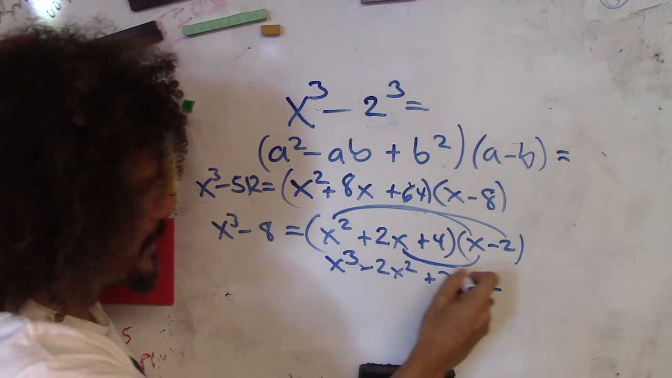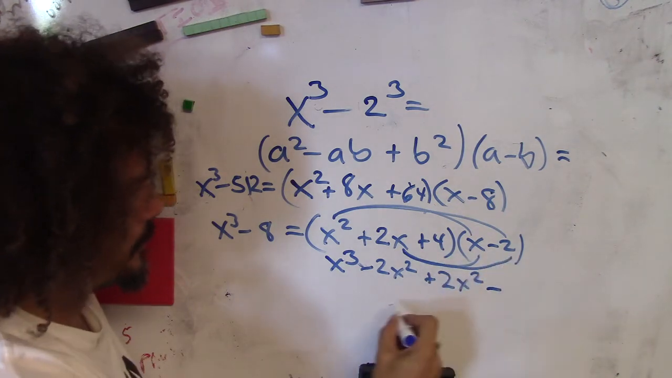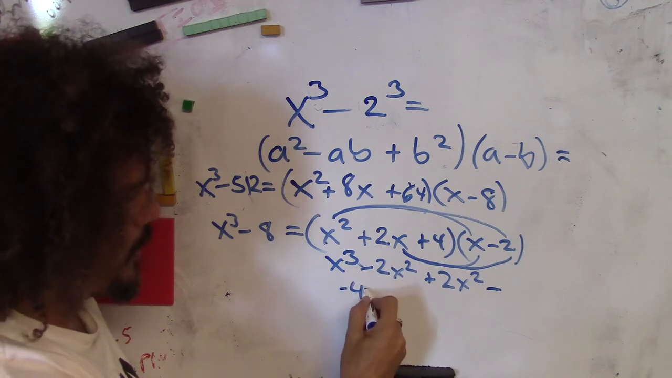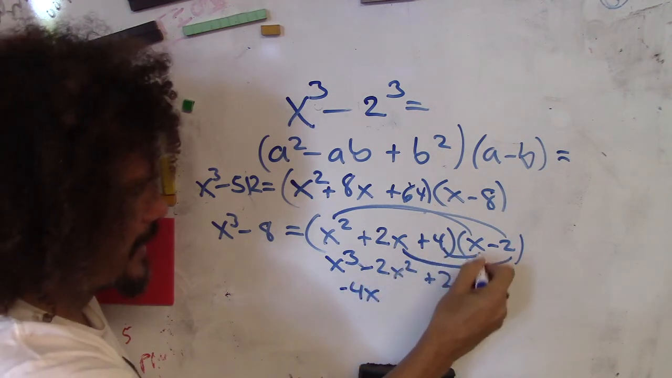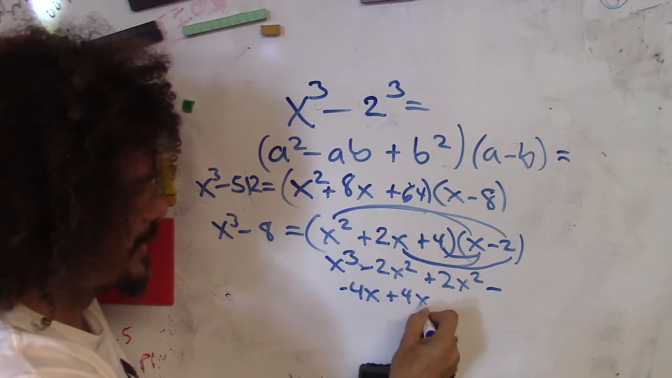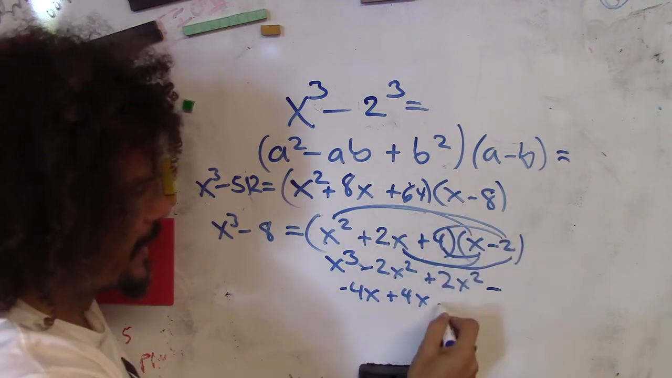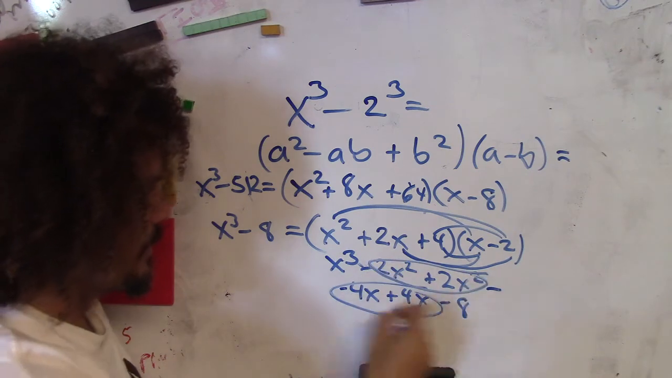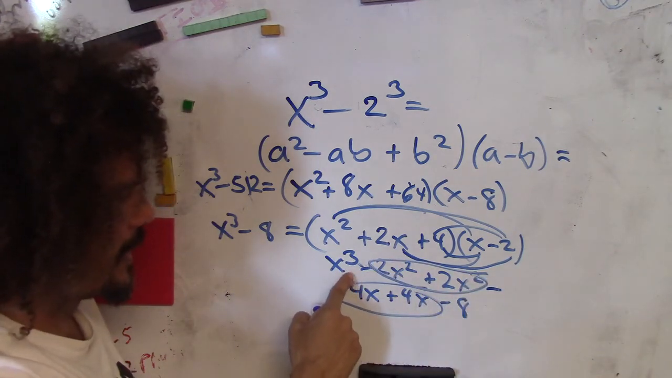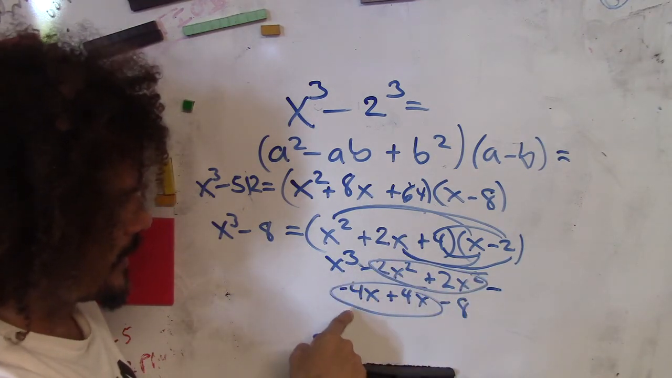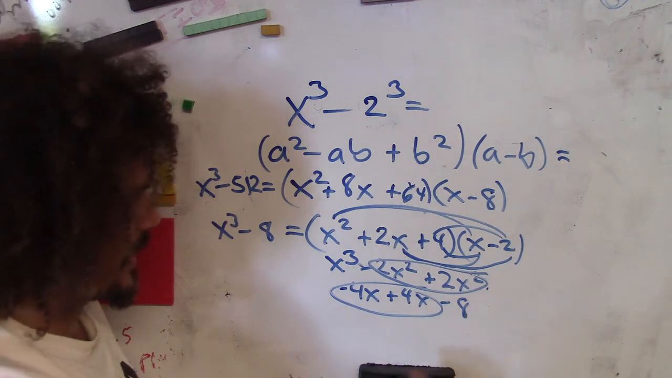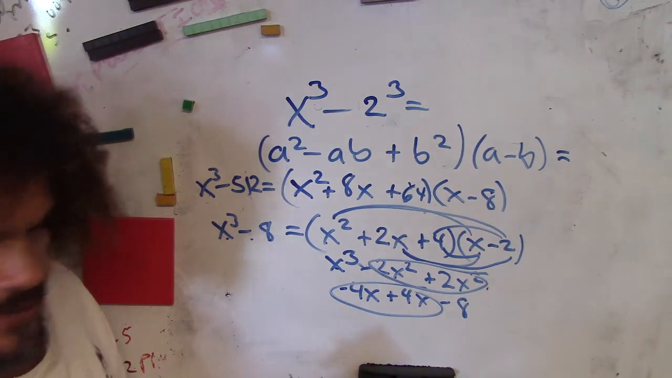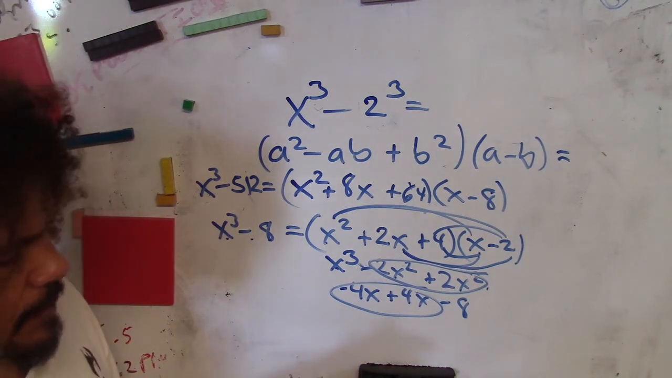Then I gotta do this, which gives me negative 4x, and then I do that one, and I get positive 4x, and then finally I do that one, and I get minus 8. Well, there's a 0, and there's a 0, and what we're left with is x cubed minus 8. See it? That's your distribution.